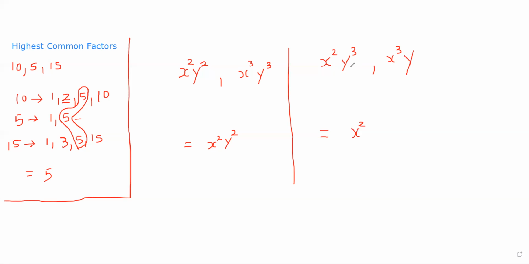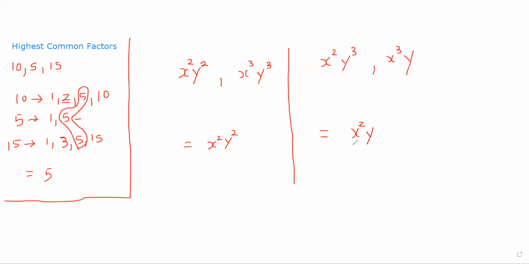Then look at the y now. Which is the lowest? You have a y cubed and you have a y, the y by itself. So the highest common factor is x squared y.